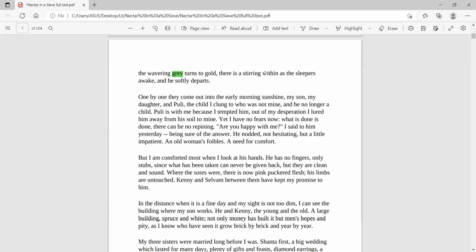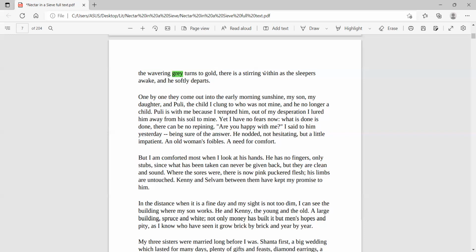And gold is complete happiness. "And he softly departs. There is a stirring within as the sleepers awake, and he softly departs." Who is he here? It's not the husband actually, but the vision of her husband. Don't understand it as the husband. He is not the husband, but the vision of her husband. "One by one they come out into the early morning sunshine."